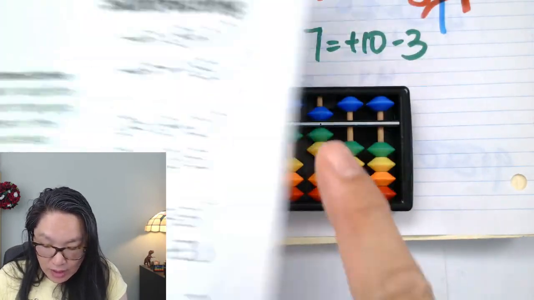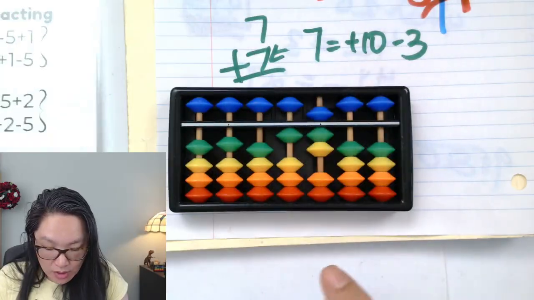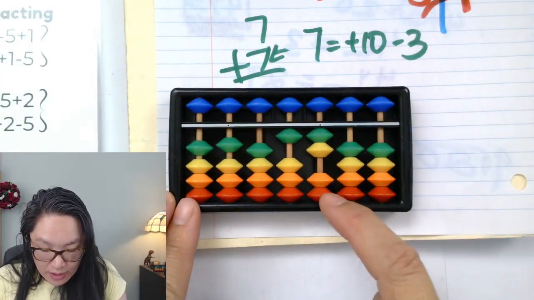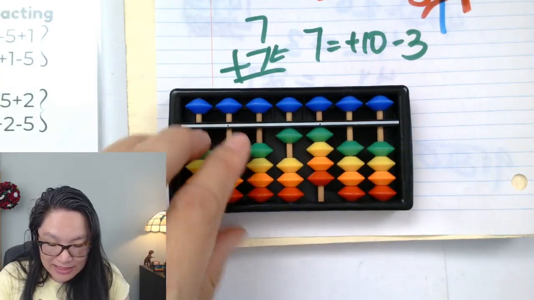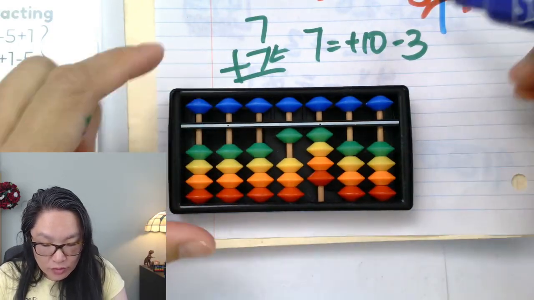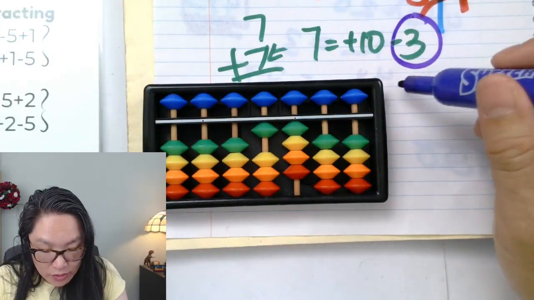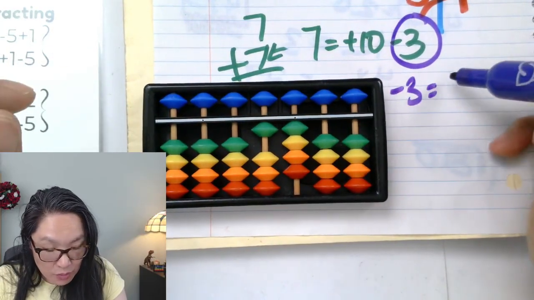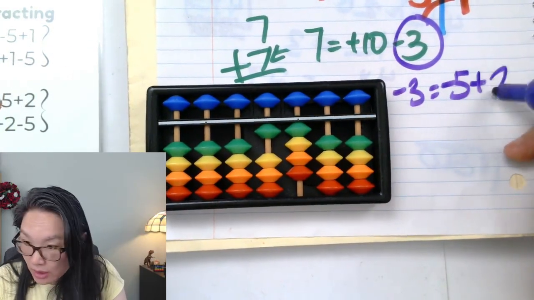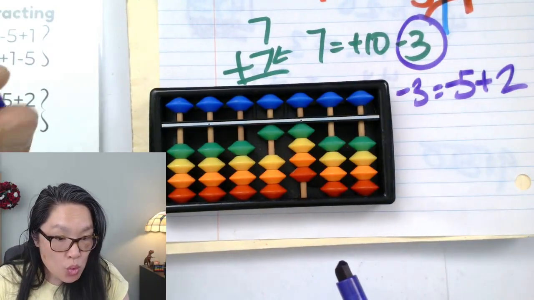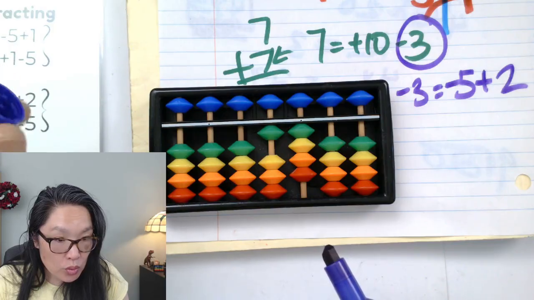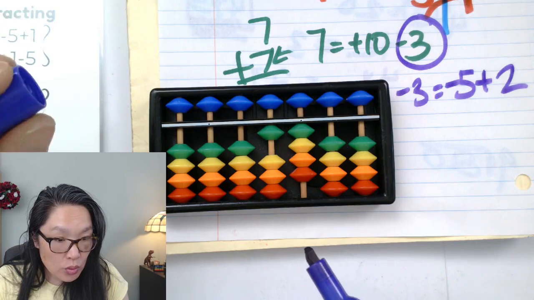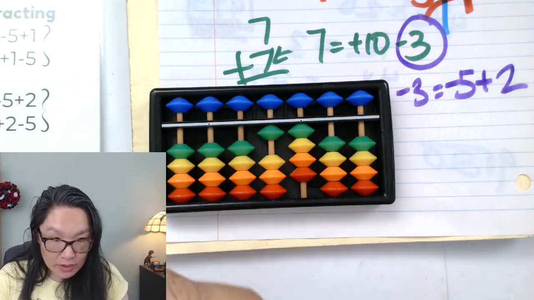So when we look, I want to minus the 5, and then I want to add the 2. So my final answer is 14. Does that make sense? So what did we just do? This is what we call a two-step, because minus the 3 is equal to minus the 5 plus the 2. Right? Does that make sense?